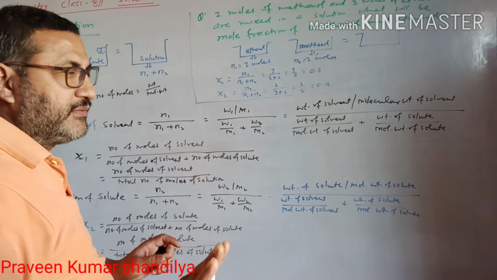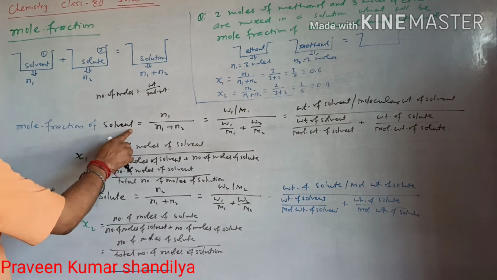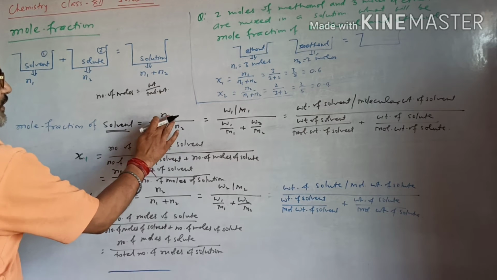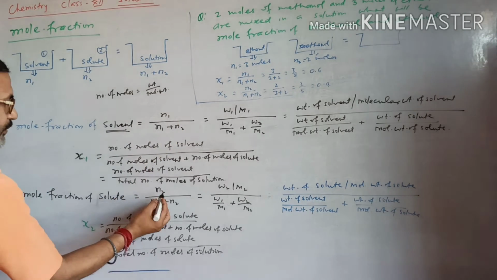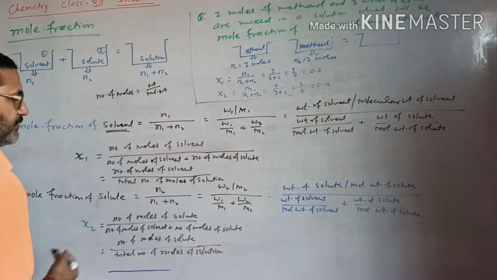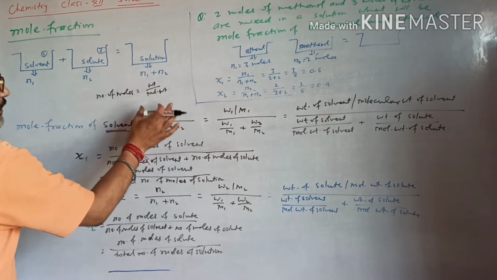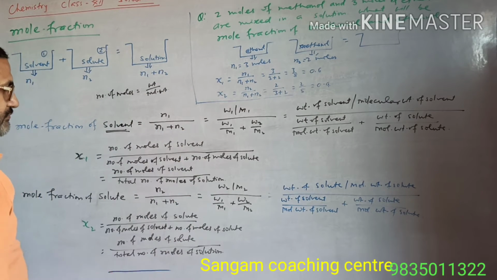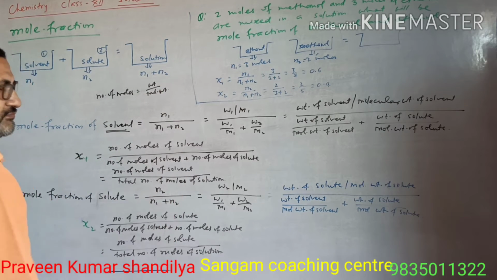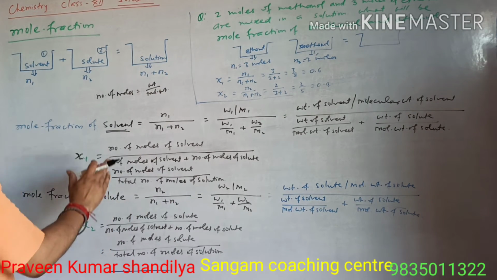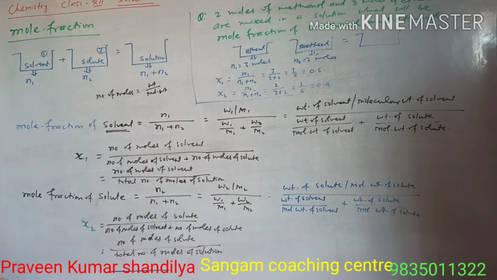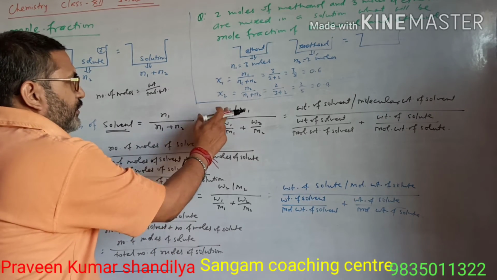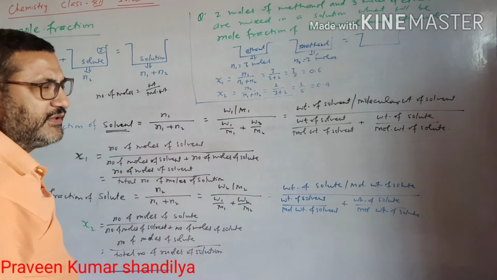It is not difficult. We only have to see that for solvent we write the number of moles of solvent above, and for solute, the number of moles of solute is written above. And below, the total number of moles is always written, in both conditions, whether it is solvent or solute. And number of moles, we know W by M, we can write here. We can manage.